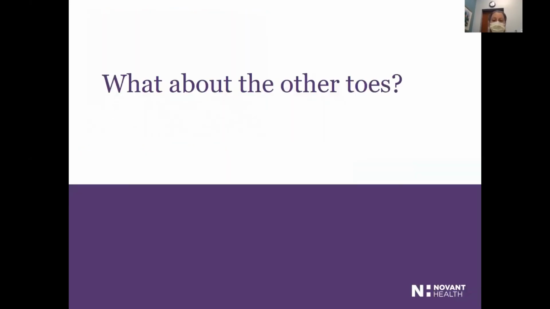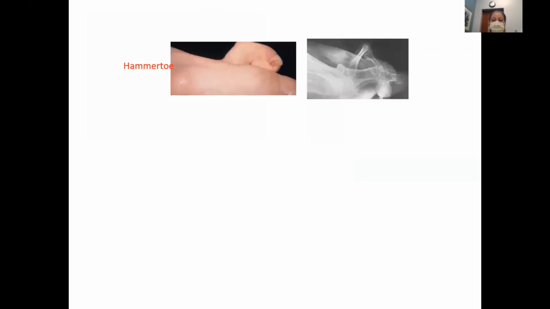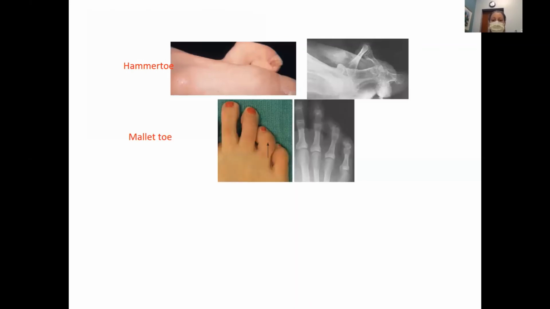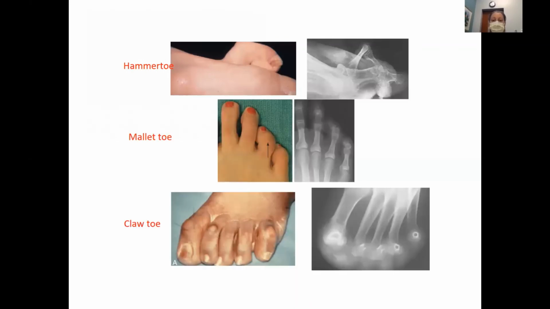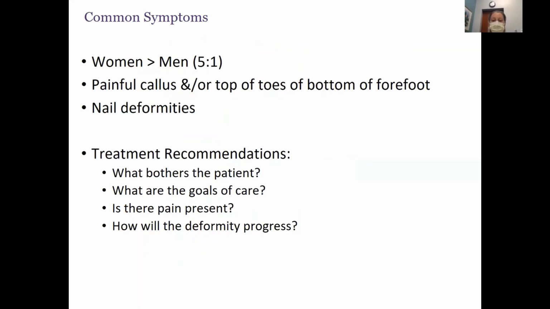And then just real briefly about the other toes. So other toes, hammer toes, mallet toes, and claw toes commonly occur in women greater than men. Commonly see them if they develop any painful calluses or problems on the top or bottom of the foot.